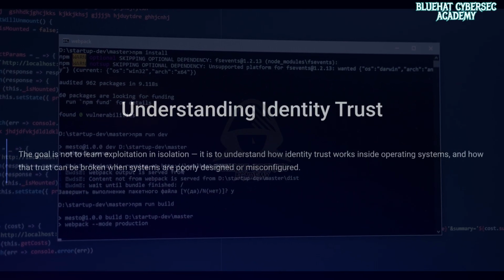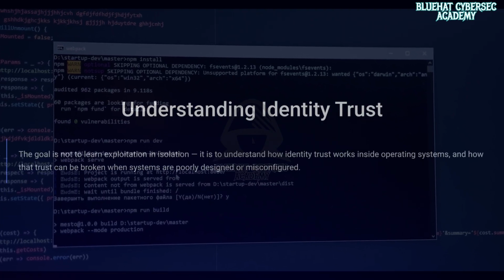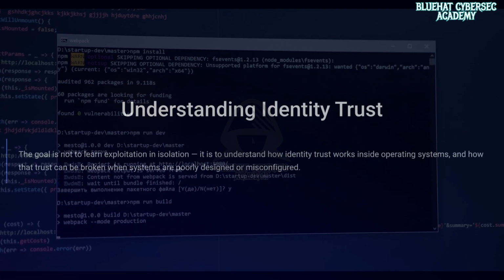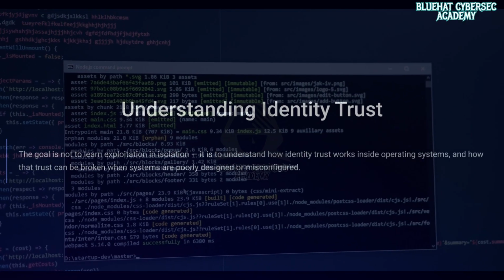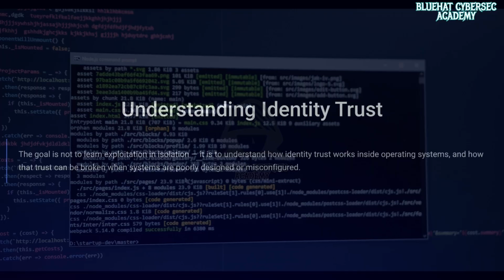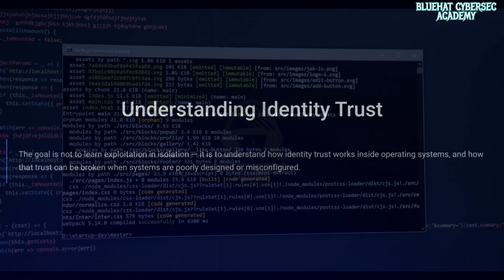Now, why does this matter in cybersecurity education? Because in advanced security education, the goal is not to learn exploitation in isolation. It is to understand how identity trust works inside operating systems, and how that trust can be broken when systems are poorly designed or misconfigured.